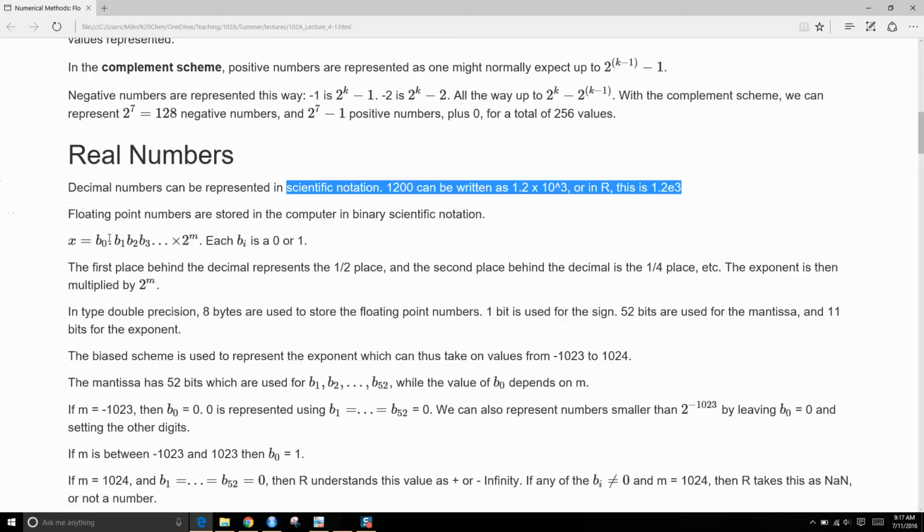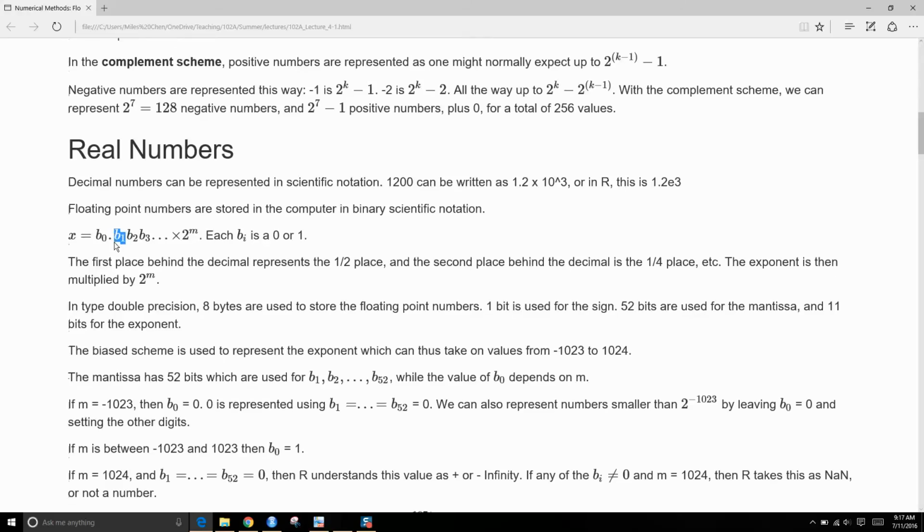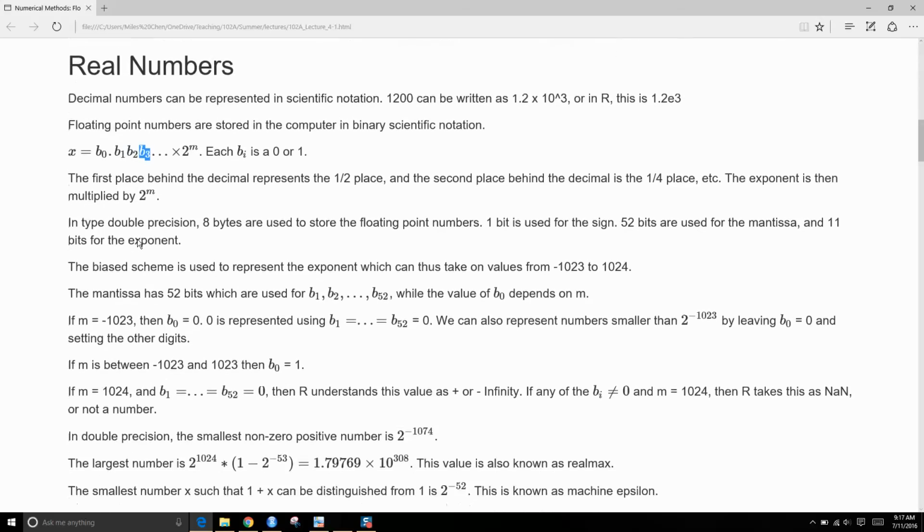And in binary, you basically have b sub 0, the decimal place, b1, b2, b3. It's similar to this, except it's all binary, and so you have this represented times 2 to the m. And this spot, b sub 1, represents the 1/2 place. The next spot represents the 1/4 place. The third spot would be the 1/8 place, so on and so forth. And then you multiply that by the exponent 2 to the m.